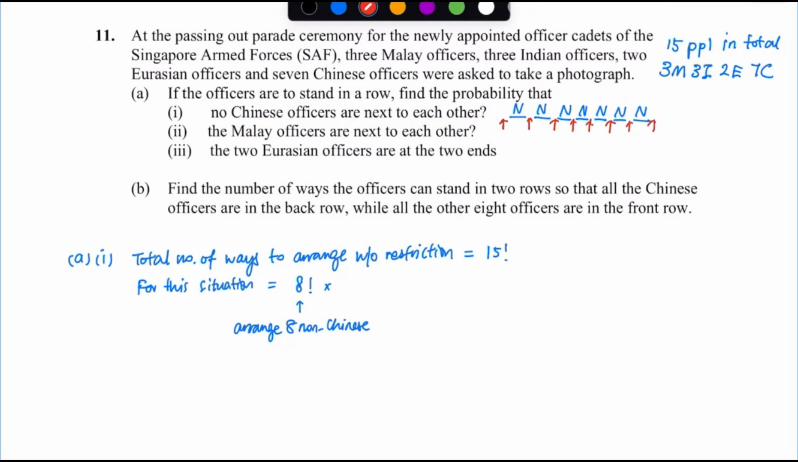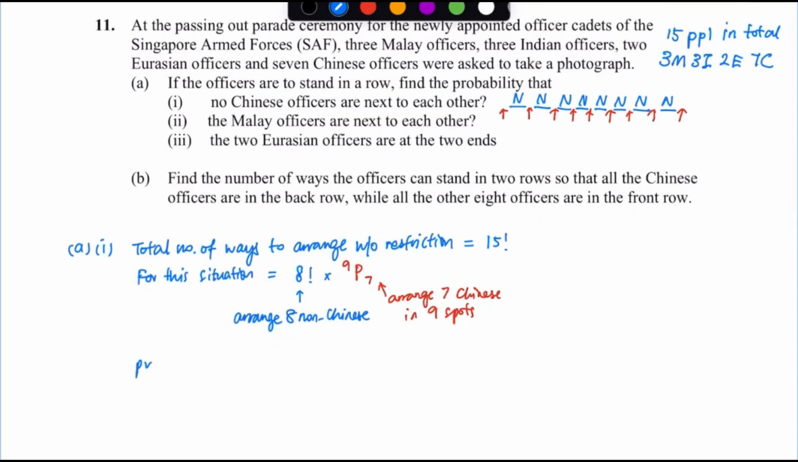Then how many gaps do we have? There are 8 non-Chinese, so we have 1, 2, 3, 4, 5, 6, 7, 8, 9 gaps. So this will be 9 gaps to arrange 7 people, that is, arrange 7 Chinese in 9 spots.